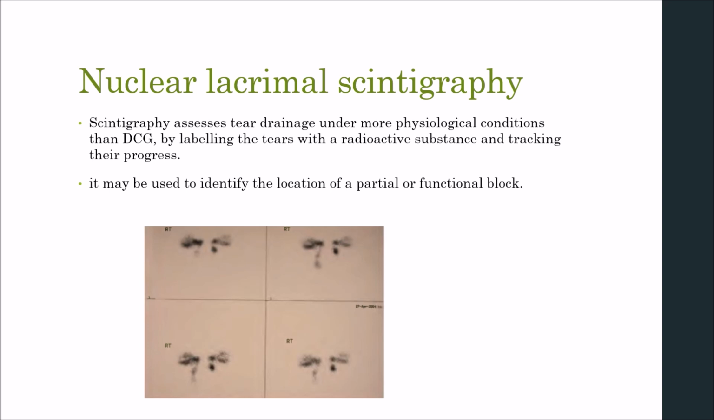Now, in this figure, nuclear lacrimal scintigraphy shows passage of tracer via right lacrimal system, as we can see, but the left side is blocked. You can see the right side shows filling, but the left side shows blockage. Now, scintigraphy allows tear drainage to be assessed under physiological conditions and may be helpful to identify the location of a partial or a functional block.